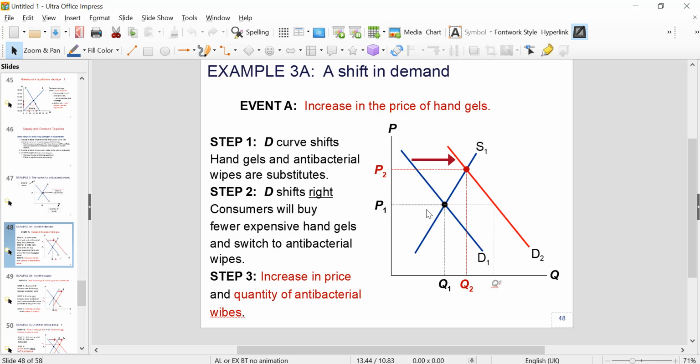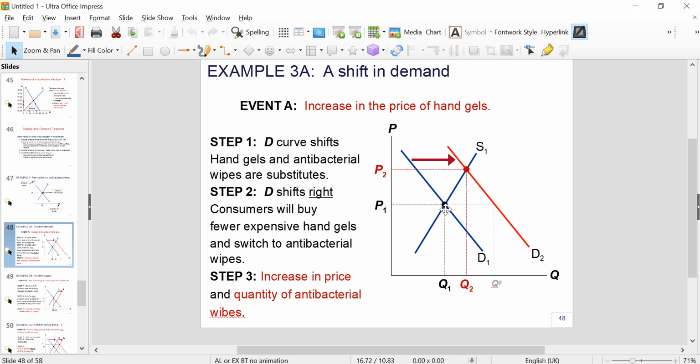At the original P1, the equilibrium quantity was Q1. However, after the entrance of many people into the market to buy antibacterial wipes, the shift of demand occurs. So at the given price now there is a higher demand. That's QD here. That creates a shortage in the market. You see, QD is greater than Q1, so there is a shortage in the market.